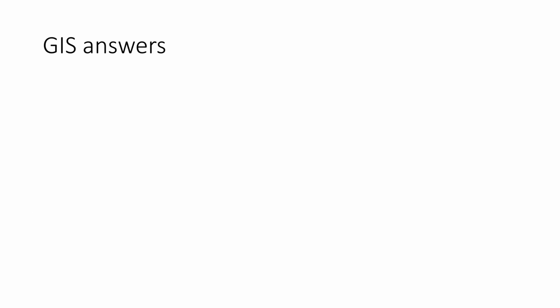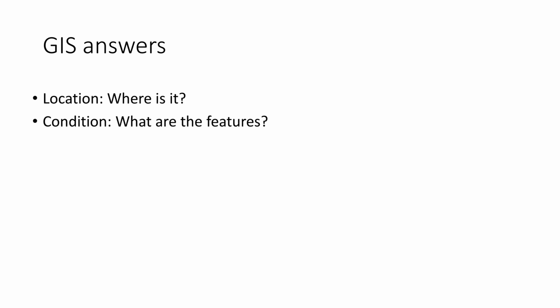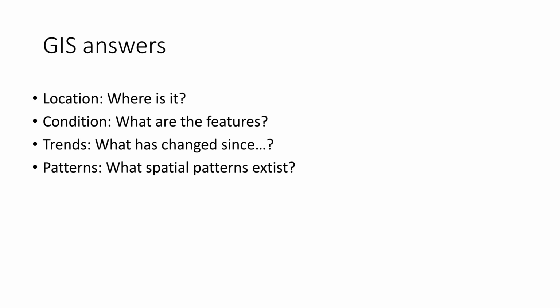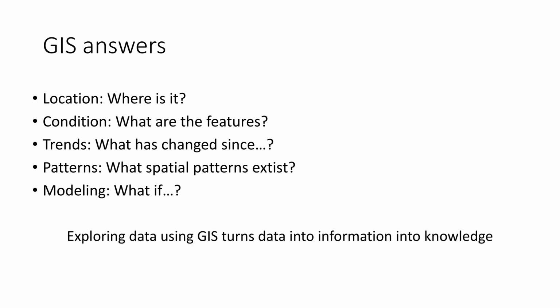GIS can also answer a lot of questions, like first and foremost, location. It can answer the condition of that particular location or some features at that location, and trends and patterns in our data. We can even make predictions using geospatial modeling. So there's a lot that we can do with GIS and GIS data.